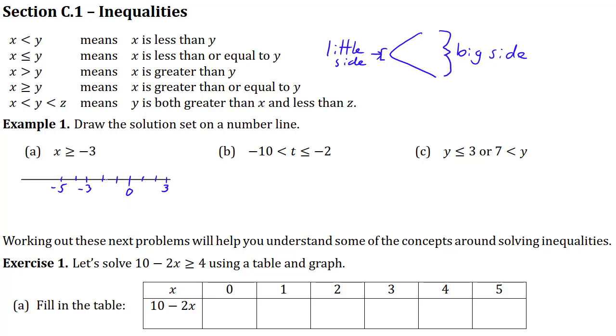So to draw the solution set on a number line, I'm just going to shade the -3 here and also shade the rest of this stuff. So I make a big dot at -3 to show that that's the edge.